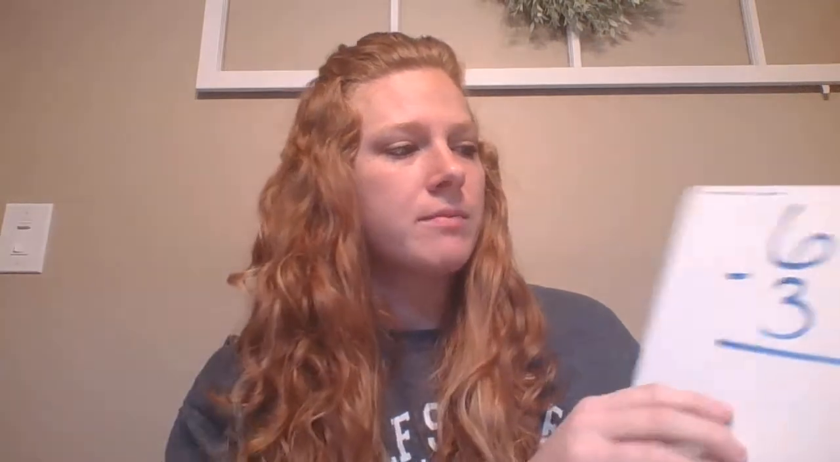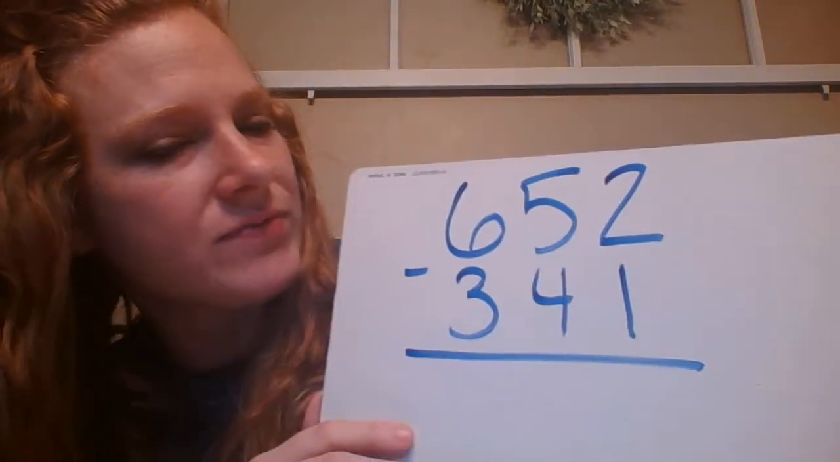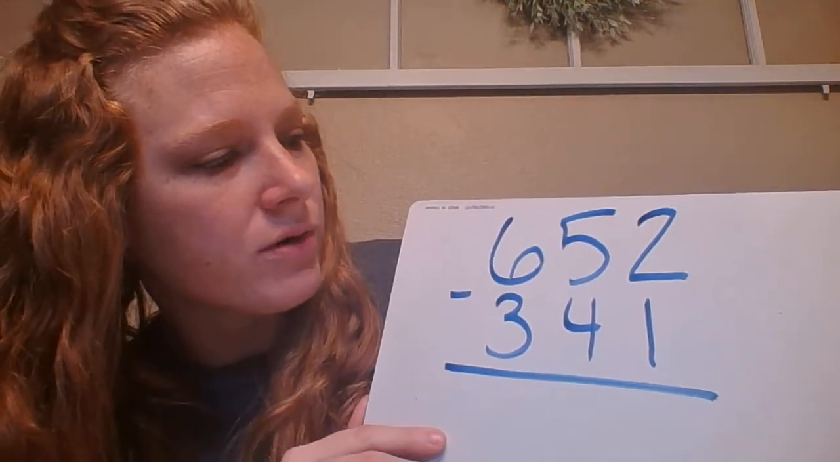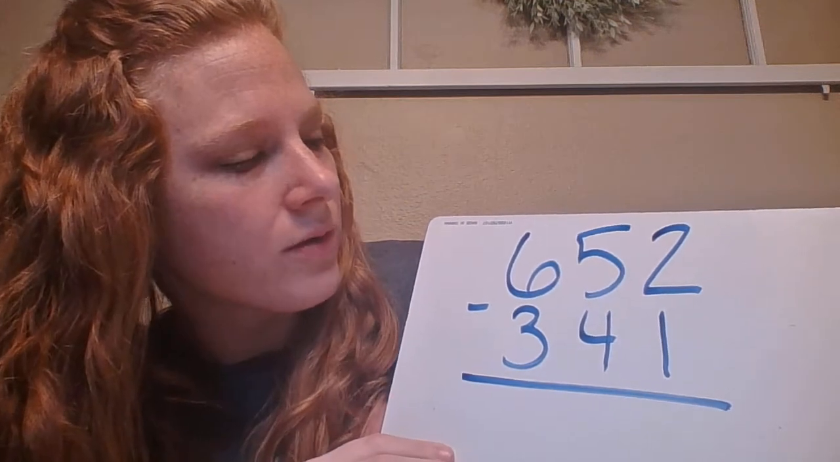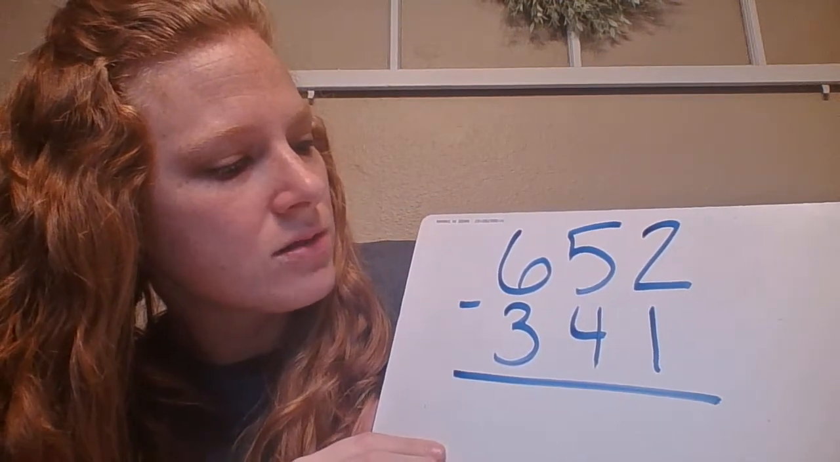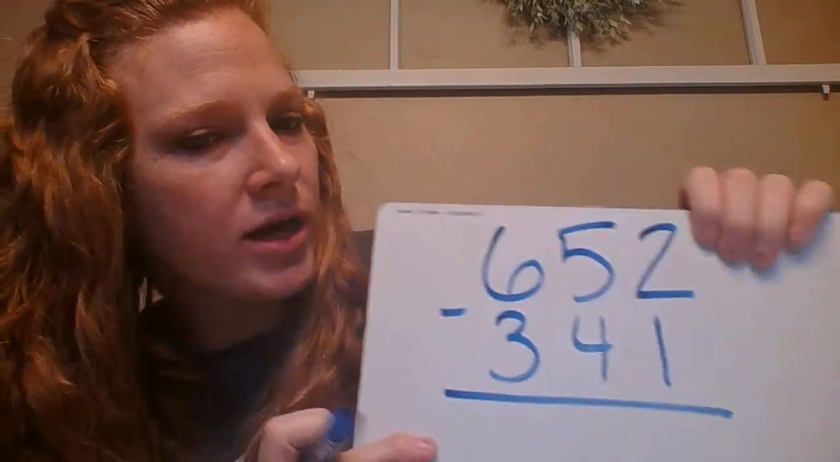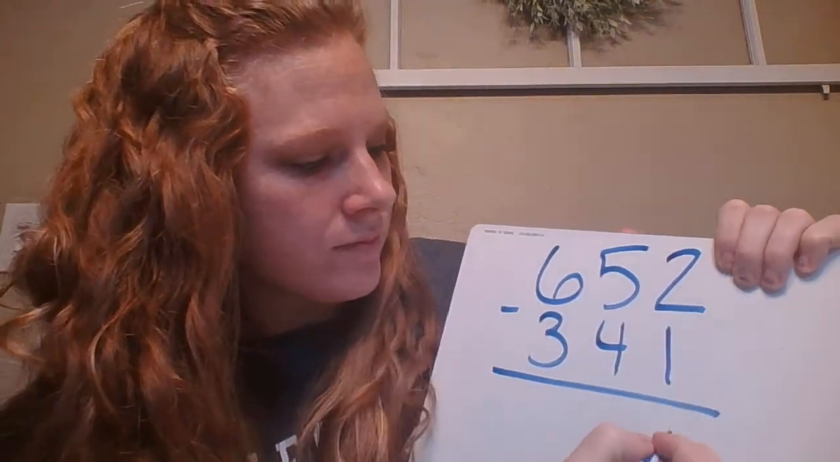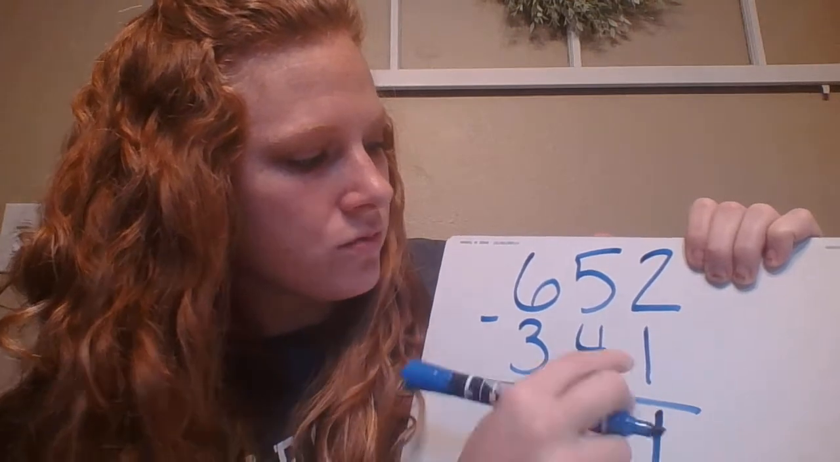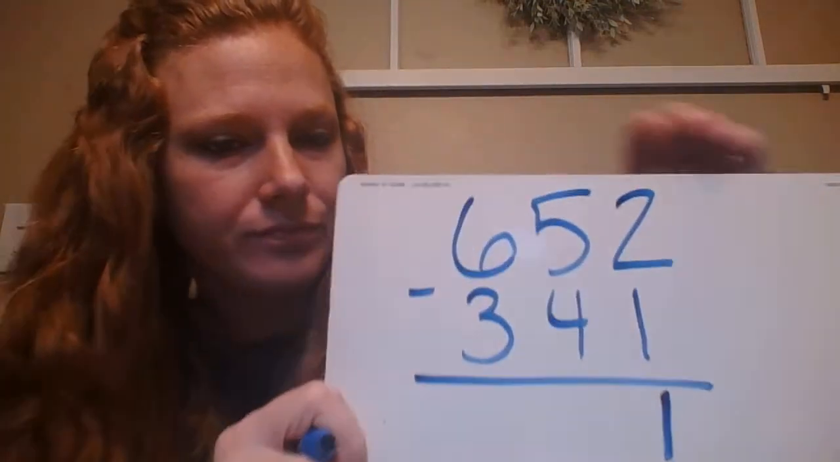Today we're going to focus on subtraction. Our first problem is 652 minus 341. So 652 menos 341. Our first two numbers that we're going to subtract are 2 minus 1. 2 minus 1, or 2 menos 1, is 1.